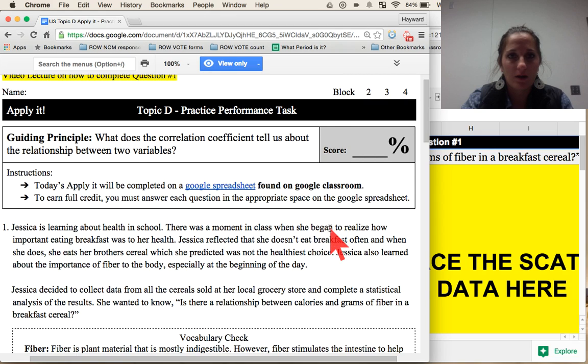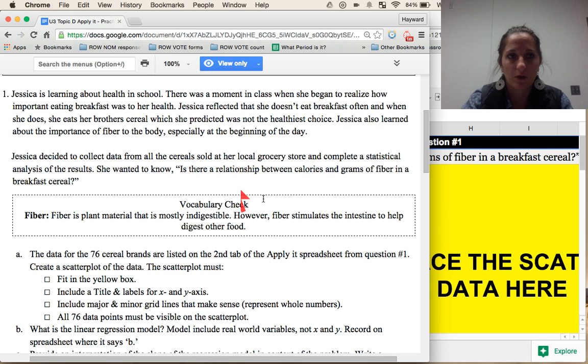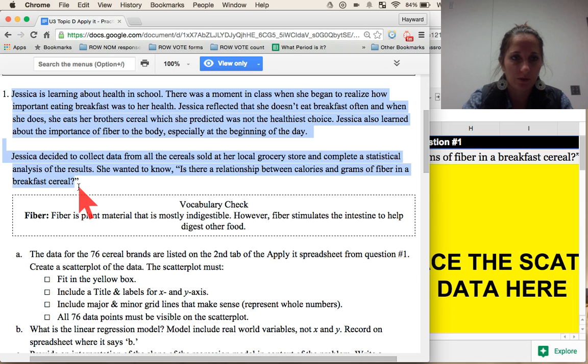All right, today I'm going to show you how to do the practice performance task, and I'm going to go through number 1. So firstly, let's go ahead and read through it.